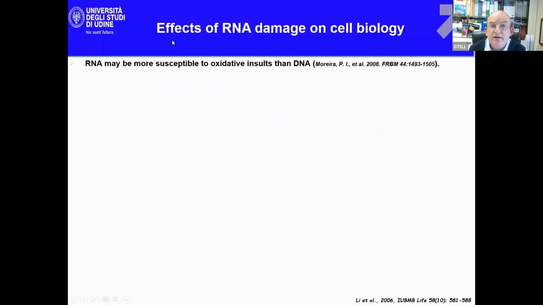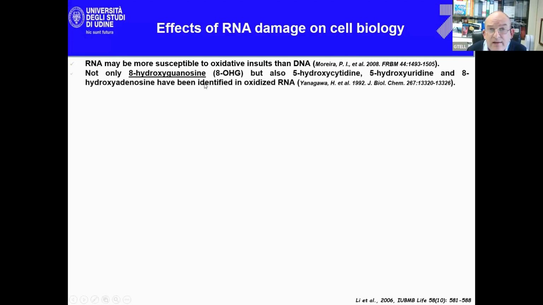On the other side, RNA is even more susceptible to lesions such as oxidative lesions than DNA. The main reason is that RNA is present not only in the nucleus but also in the cytoplasm. There is a huge amount of RNA present in the cytoplasm of cells. It is usually not folded in chromatin as DNA is, not folded in nucleosomes, and therefore is more exposed to the possibility of chemical modifications.